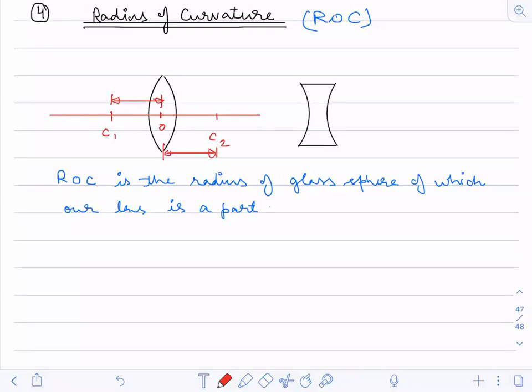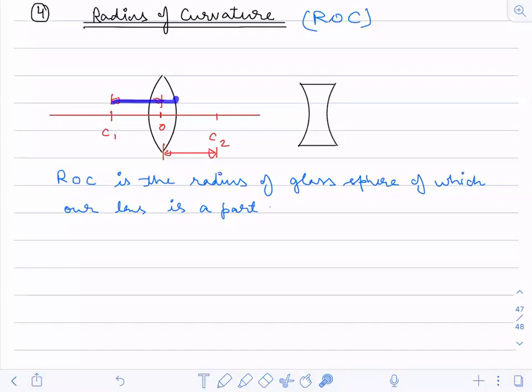Can you understand that? The distance from the center of curvature to the optical center will be called the radius of curvature. Now, few people would argue why it is only up to the optical center, it should go up to that curved part. Most of you would argue that, correct?